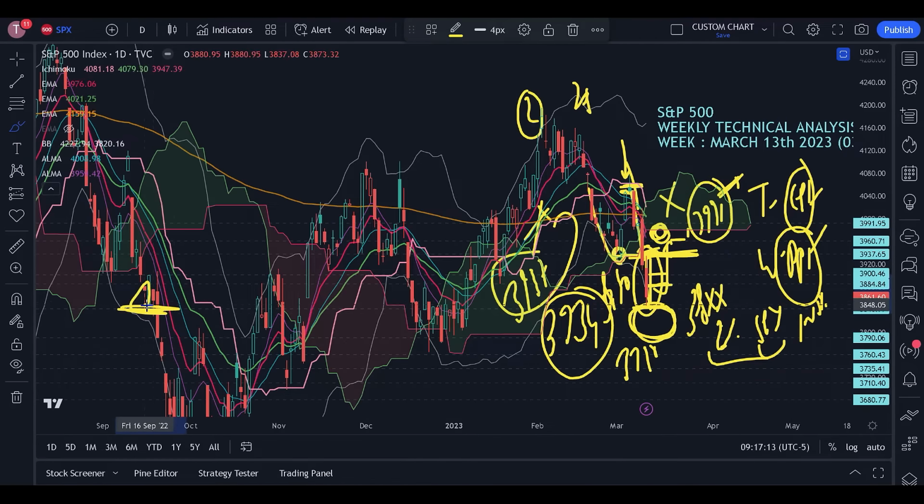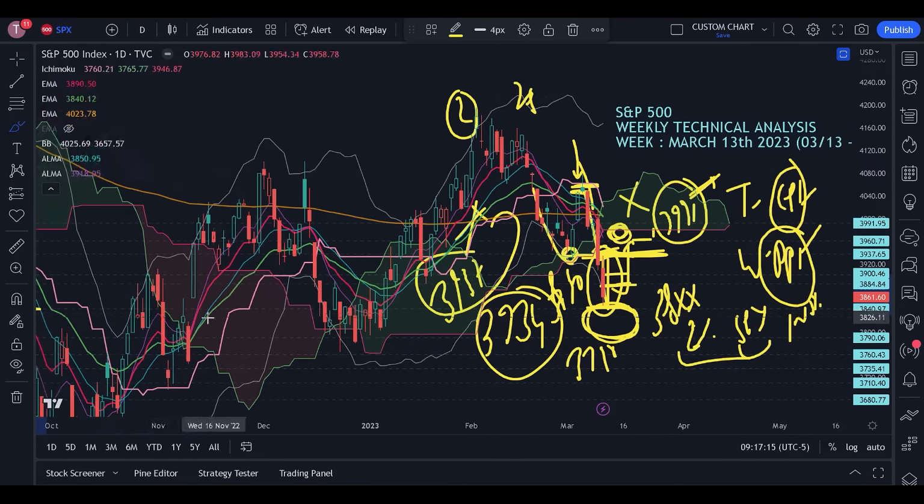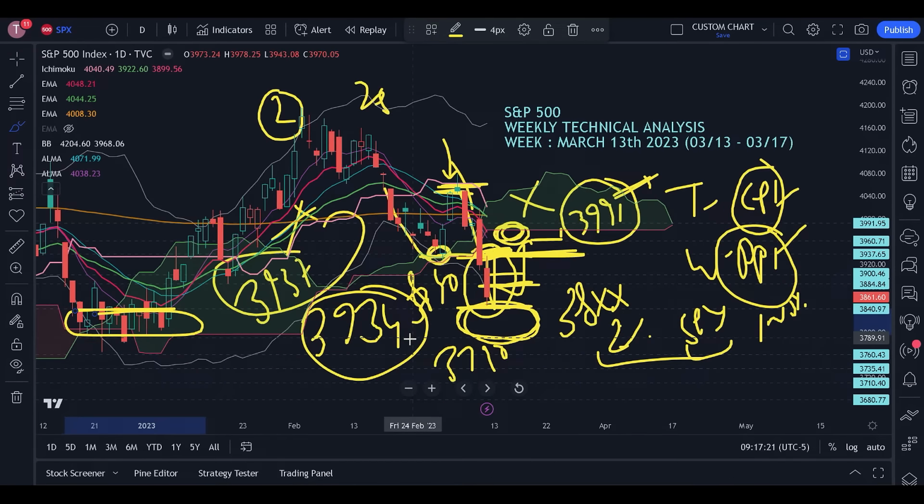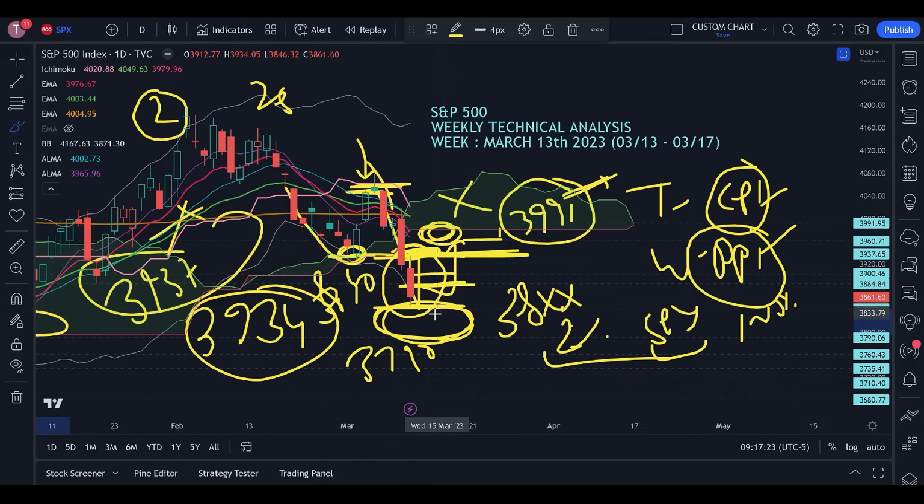Reversal means it has spent 2 or 3 days. Again and again, whenever it came down, it has spent 2, 3, 4 days. Then there came this consolidation. What does it mean? This means that this is going to act as a very heavy support for the S&P 500. S&P 500 has to spend 1 or 2 days around this zone.